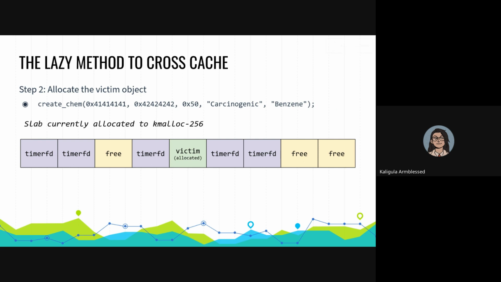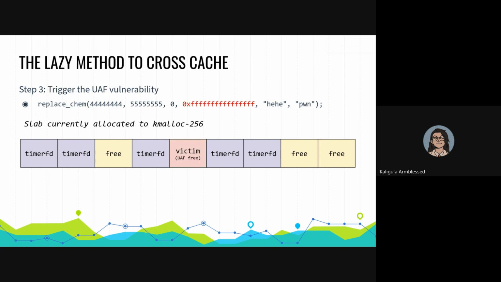Next, we are going to allocate the victim object. In this case, we'll create a chemical object using some IOCTL. I just called it create_chem and I made a function. This will basically take out one of the free spots and allocate our chemical object into that same slab.